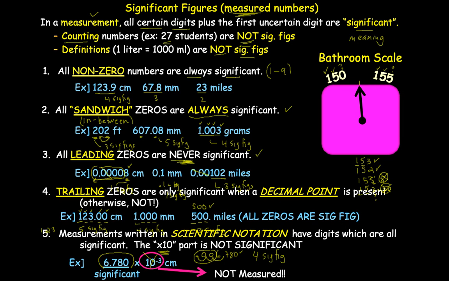Trailing zeros, just check if you have a decimal point. If you have a decimal point present, anything trailing after those numbers would be significant. Okay? That's important. So a number like 20,000, these zeros would not be significant. You'd have 1 sig fig here because there's no decimal point. Okay? All right, cool. So let's move on a little bit.